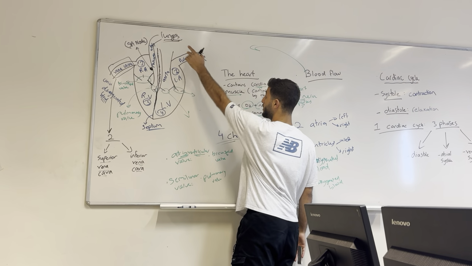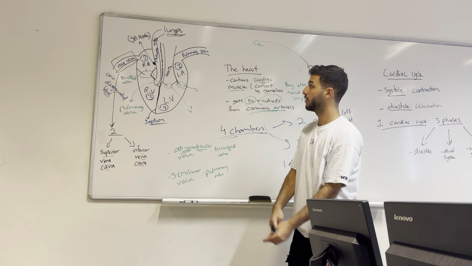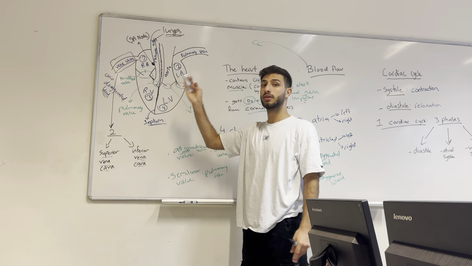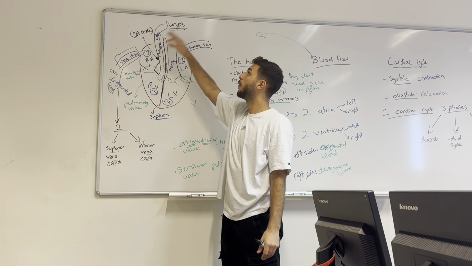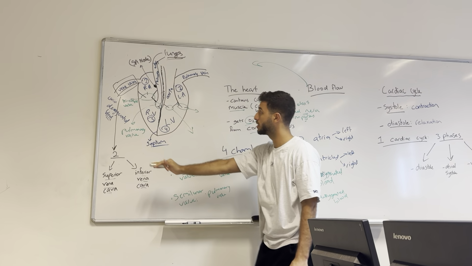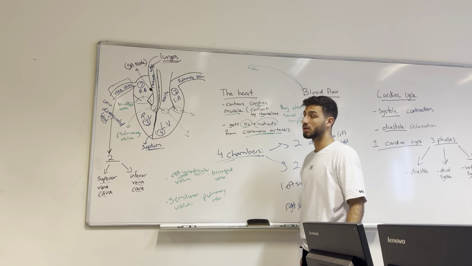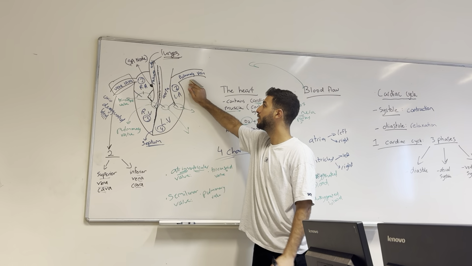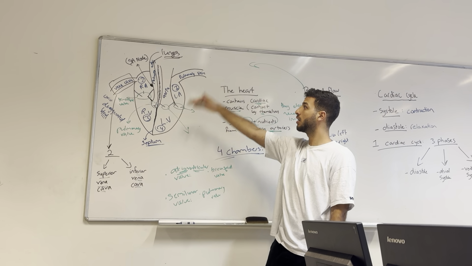Now, from the lungs, what do we have? The pulmonary vein coming. Because remember, veins take blood to the heart. Arteries, A for artery, away from the heart. Veins towards the heart. So now the pulmonary vein is coming from the lungs. And how do I know? Pulmonary means lungs, veins to the heart. So pulmonary vein from the lungs to the heart.